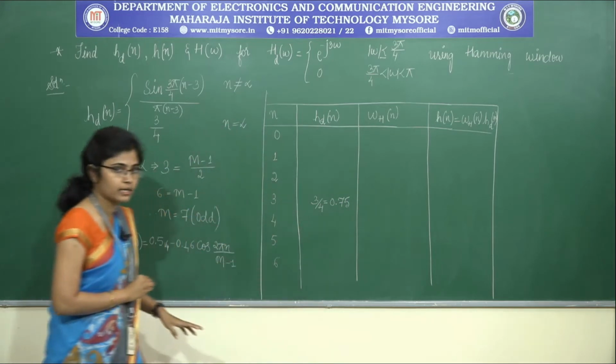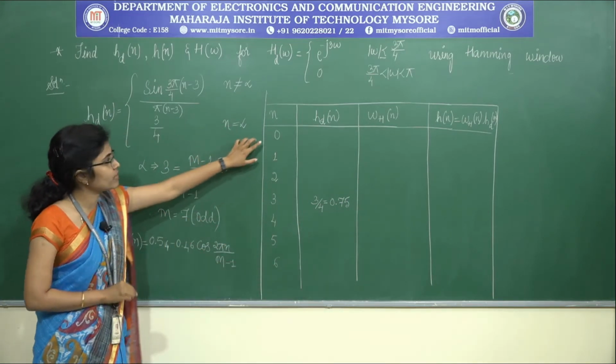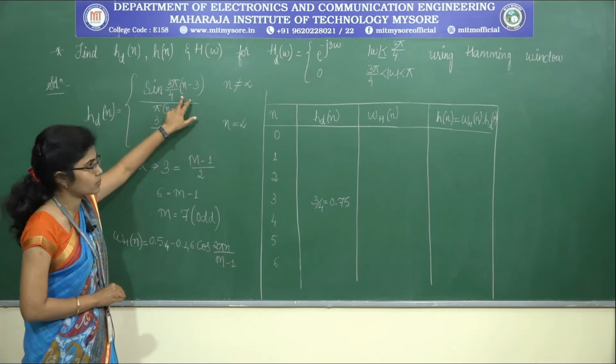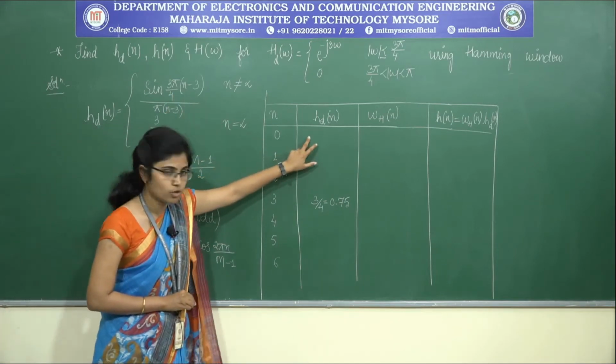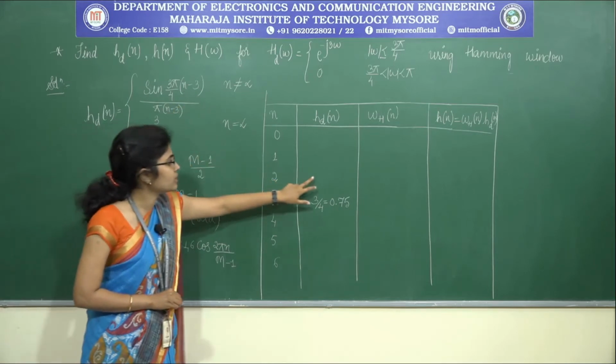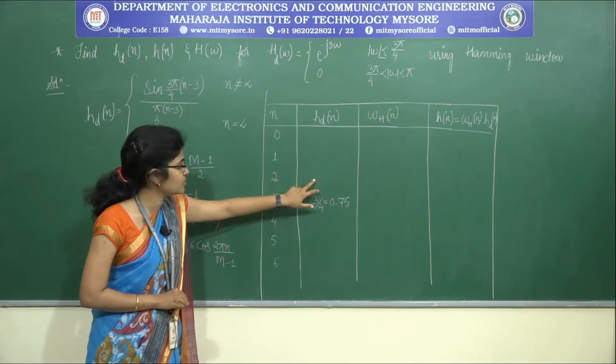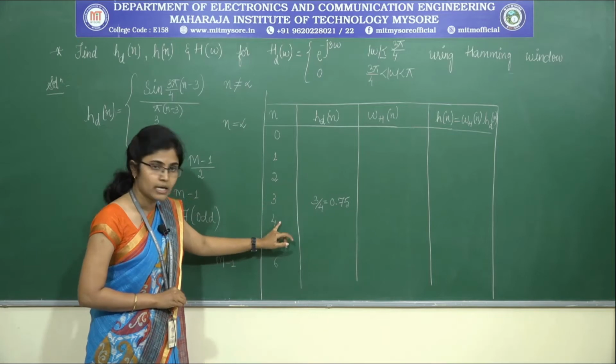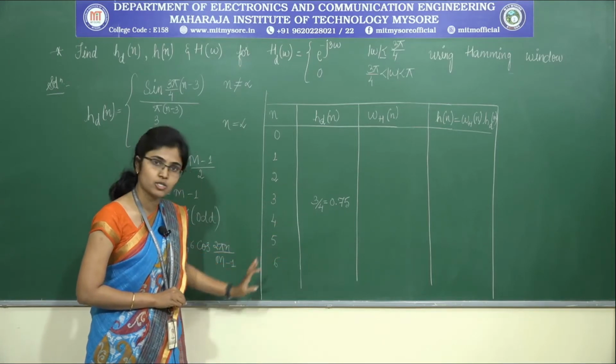Okay, you can write this directly. Then start substituting the values of n as 0 in this equation. Find out what is hd of 0. Then substitute the value of n as 1. Find out what is the value of hd of 1. Similarly for hd of 2, hd of 4, hd of 5 and hd of 6.